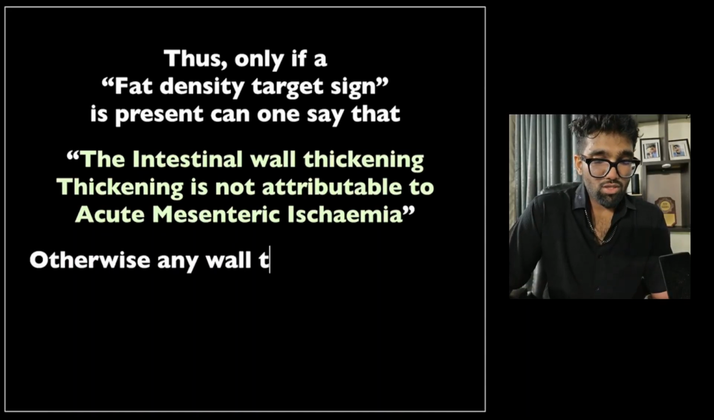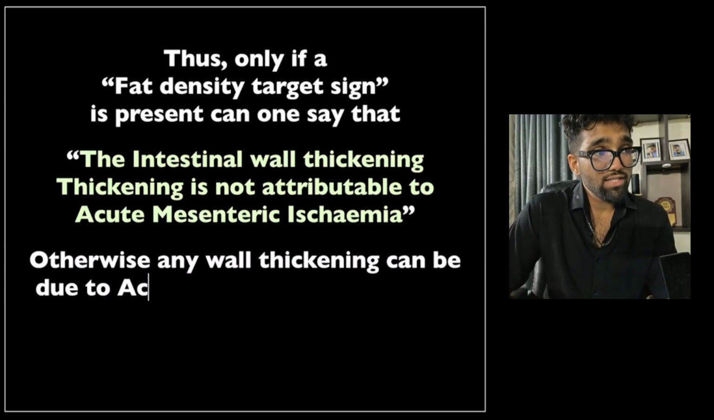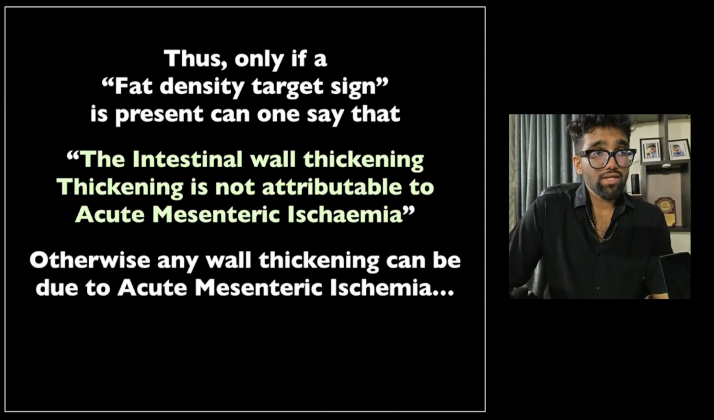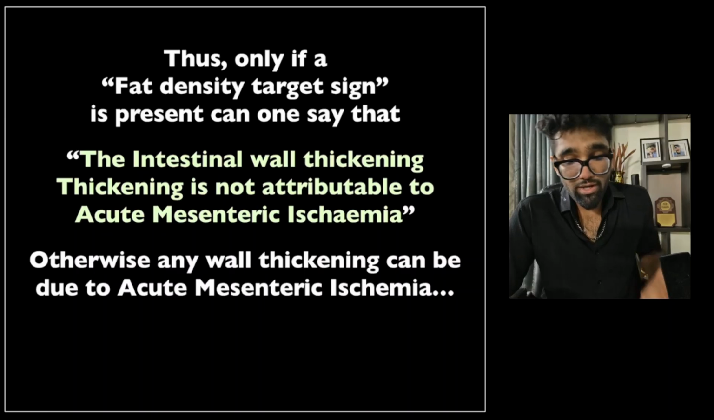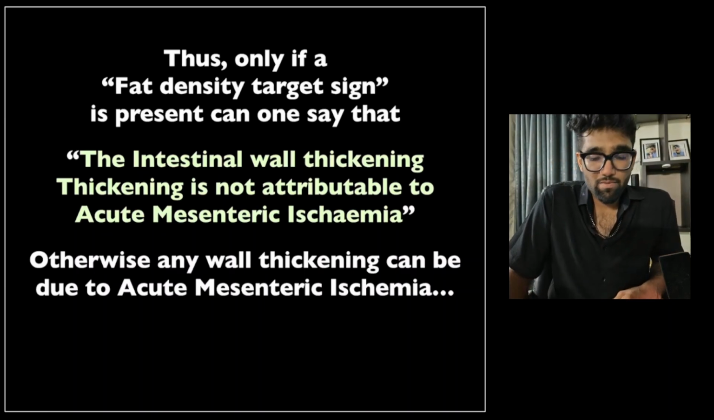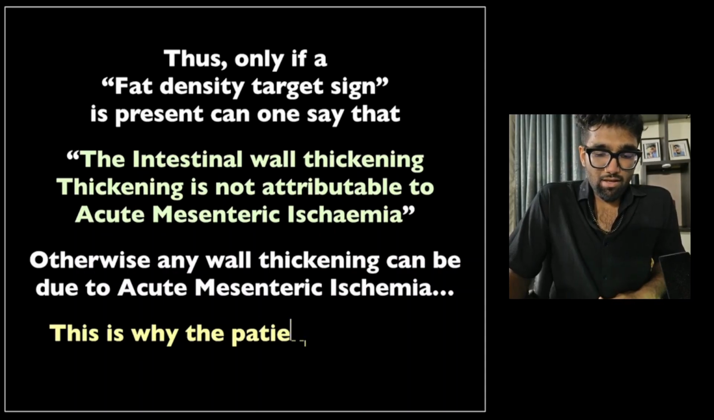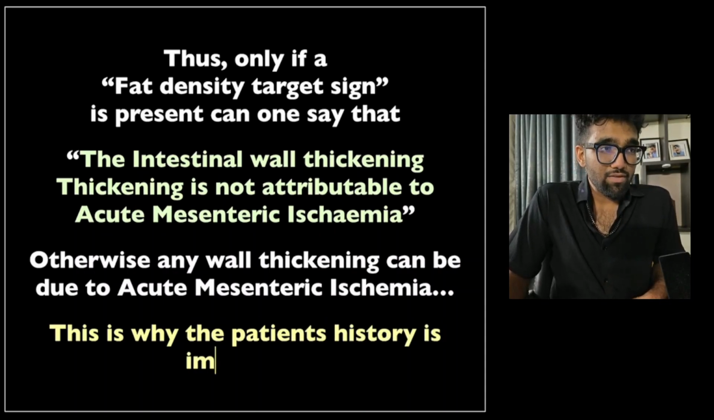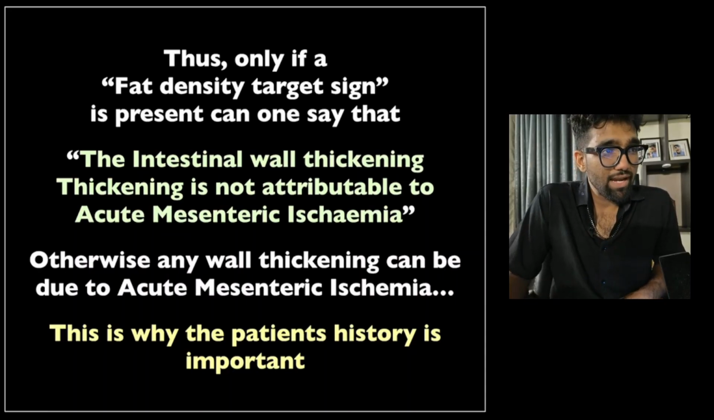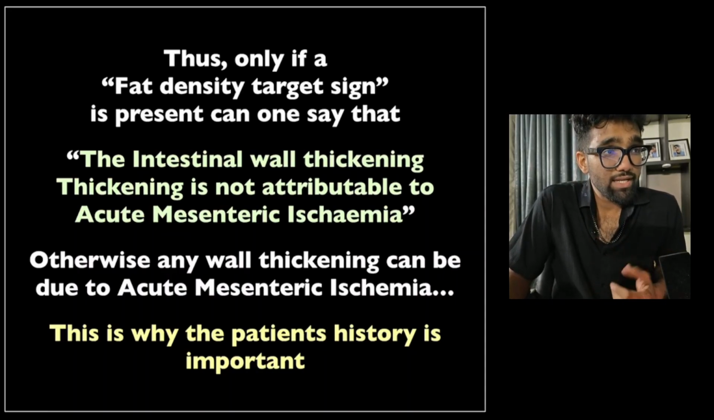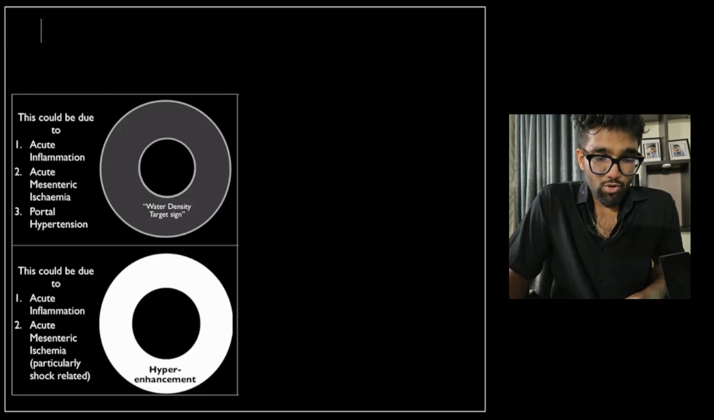Otherwise, any wall thickening, whether it is showing a water density target sign, or diffuse hyperenhancement of the bowel wall, or no significant changes in enhancement, could be due to acute mesenteric ischemia. This is why the patient's history becomes very, very relevant. Because as we've discussed, in case of Crohn's disease, the history is not very commonly that of intestinal obstruction. Whereas, like I said, mesenteric ischemia routinely presents with the history that we just discussed.